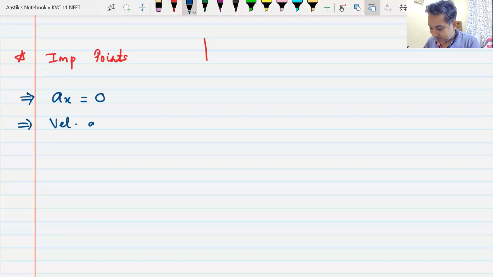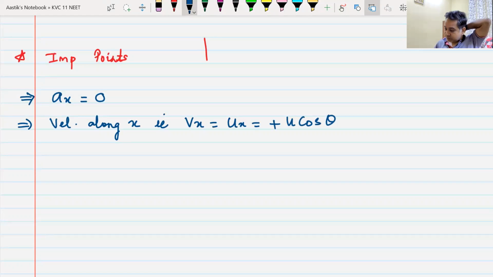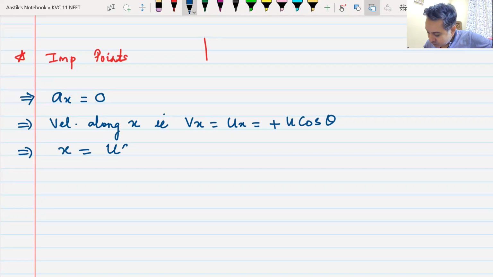Velocity along x, that is Vx, is always equal to Ux. That will be always equal to plus u cos theta. Do we understand this? Yes or no? Point number 3, displacement along x will be always equal to u cos theta multiplied by t. Do we understand this?